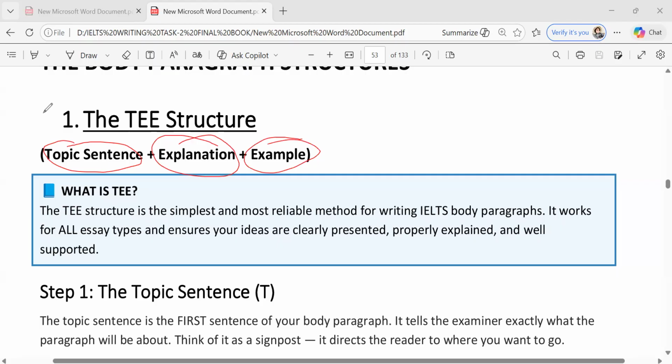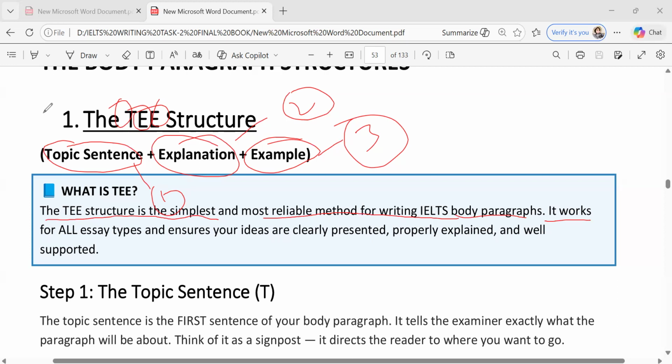So we can conclude, clear, we may write down our paragraph in three steps. Step number one, topic sentence. Step number two, explanation. And step number three, example. So that's why I call it T structure, T-double-E. The T structure is the simplest and most reliable method for writing IELTS body paragraphs.